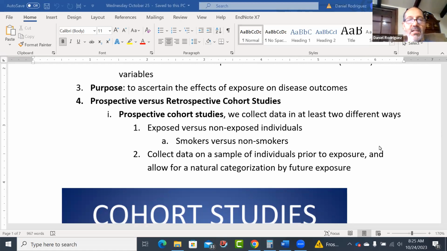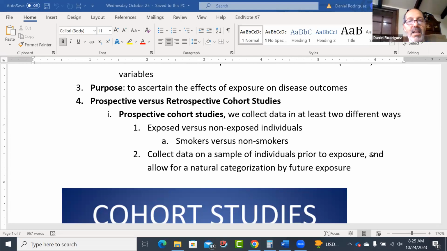In my case, I'm not looking at exposure on an outcome, although I sort of am because I'm seeing exposure to a treatment. Will that affect something like quitting smoking? So in a sense, that is still a prospective study. But anyway, cohort studies can be at least 2 different types. We either do a prospective or a retrospective cohort study. Prospective means looking forward. Retrospective means looking backwards.